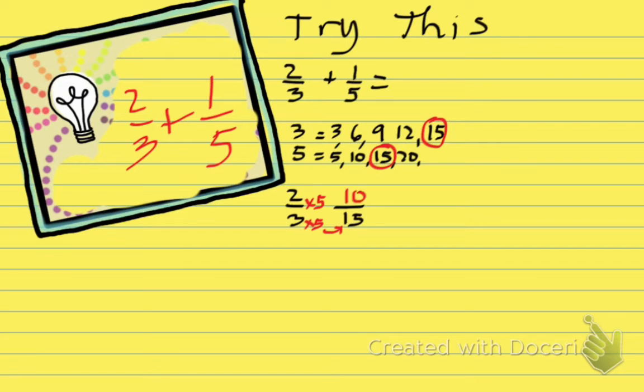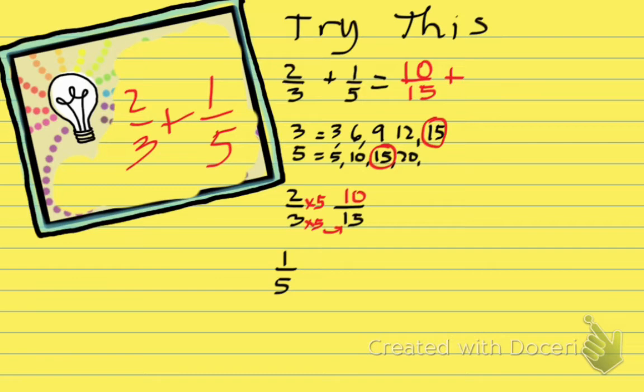Now 2/3 equals 10/15. Plus, let's do the same thing with 1/5.